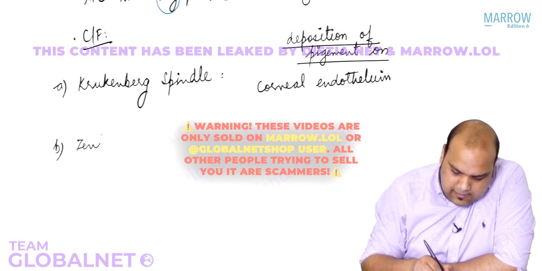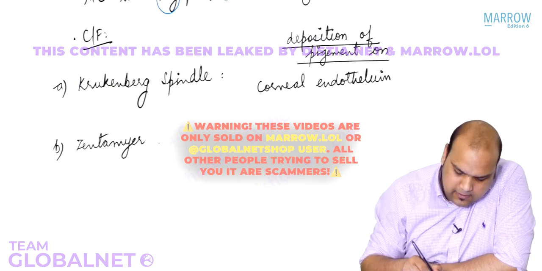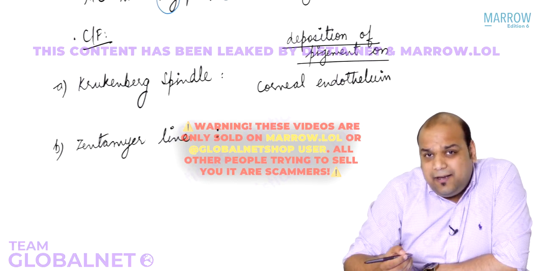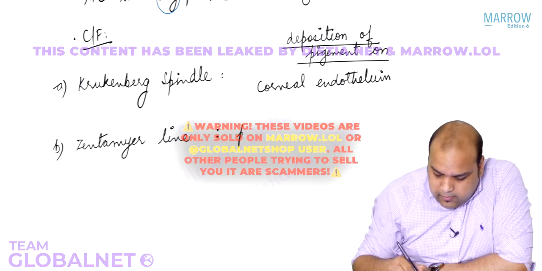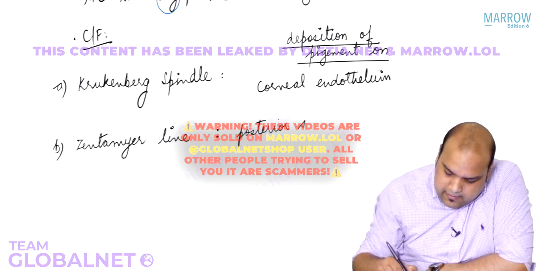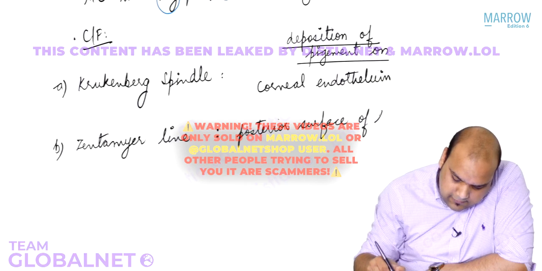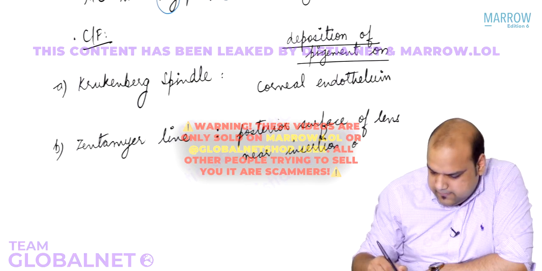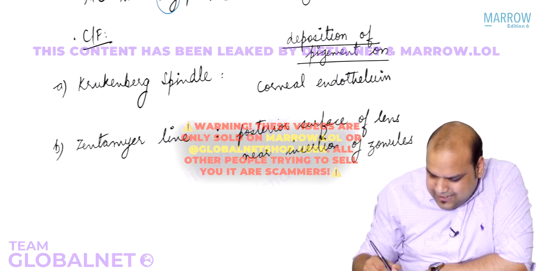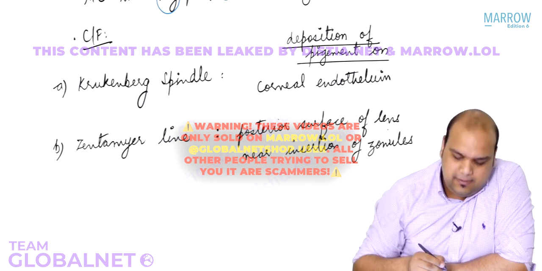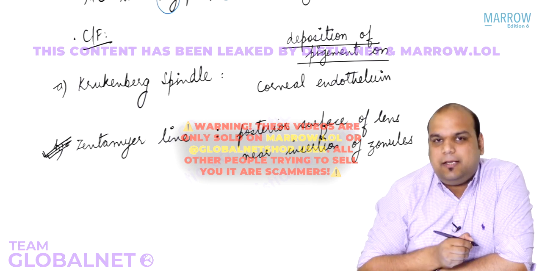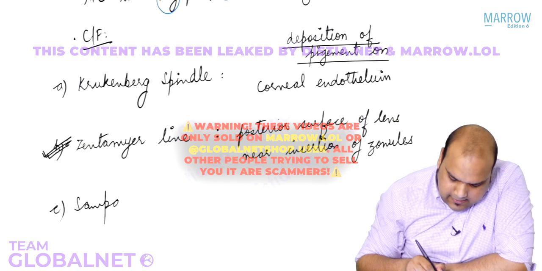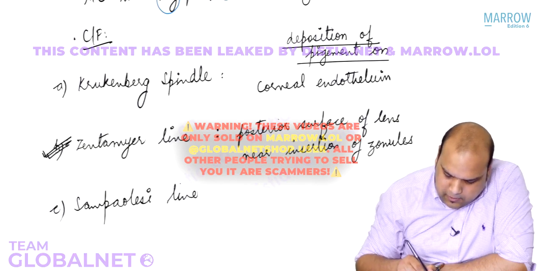Secondly, Zenta-Meyer line. Zenta-Meyer line is deposition of pigment on the posterior surface of lens near insertion of zonules. Where the zonules get inserted onto the lens, right about there. This is characteristic, diagnostic of a case of pigmentary glaucoma. And thirdly, just like pseudo exfoliation syndrome, Sam-Paulesi line.